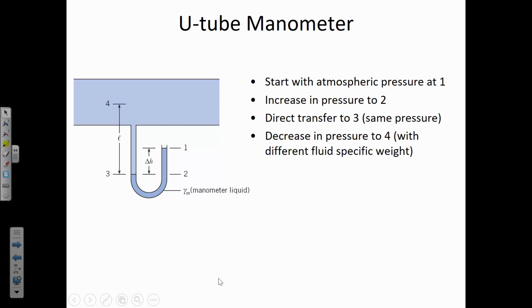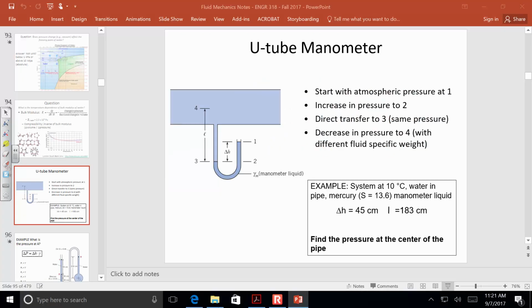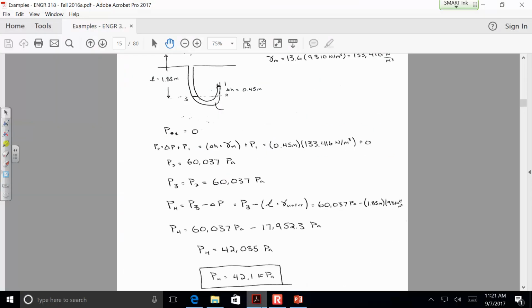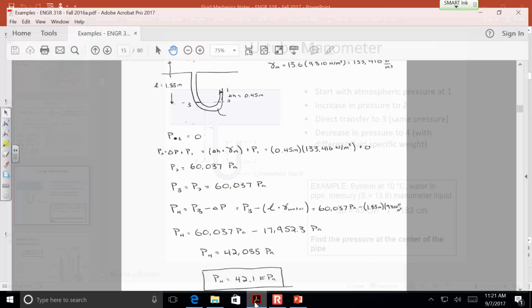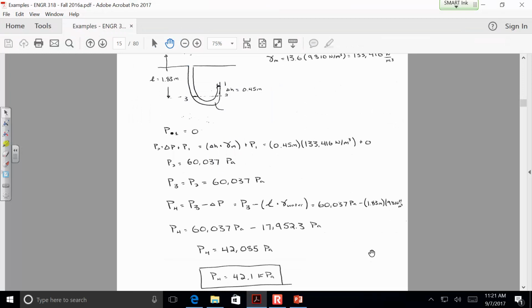Yes? So our answer gave us gauge pressure, right? Oh, very good question. Yeah, it's gauge pressure. So what if it had said, what is the absolute pressure at 4? How would your response have been different? How would you convert that gauge pressure into the absolute? Add 101. That's right. So you just add 101,325 pascals, and that's the difference between gauge and absolute.